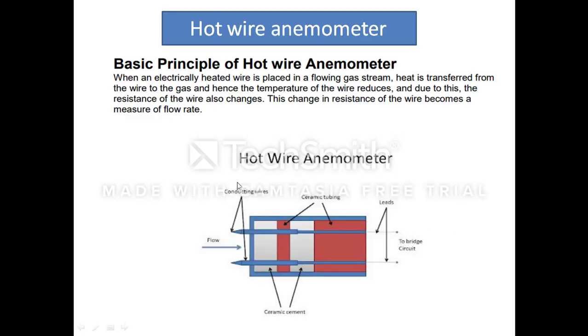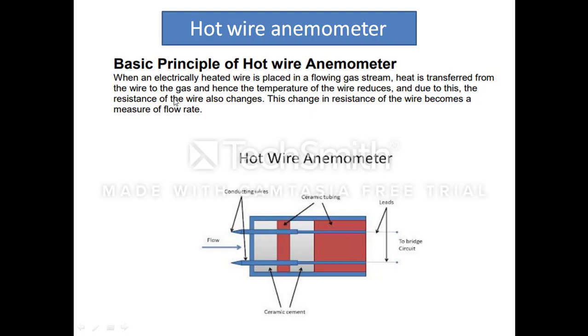Then we have another one, the hot wire anemometer. So far we have discussed fluids in liquid state. This hot wire anemometer is used to measure the gas flow rate, the speed of the gas. In the principal diagram, you have two conducting wires. We give an electrical signal and heat the wires. The electrically heated wire is placed in the flowing gas stream. We are supplying the gas in this direction.